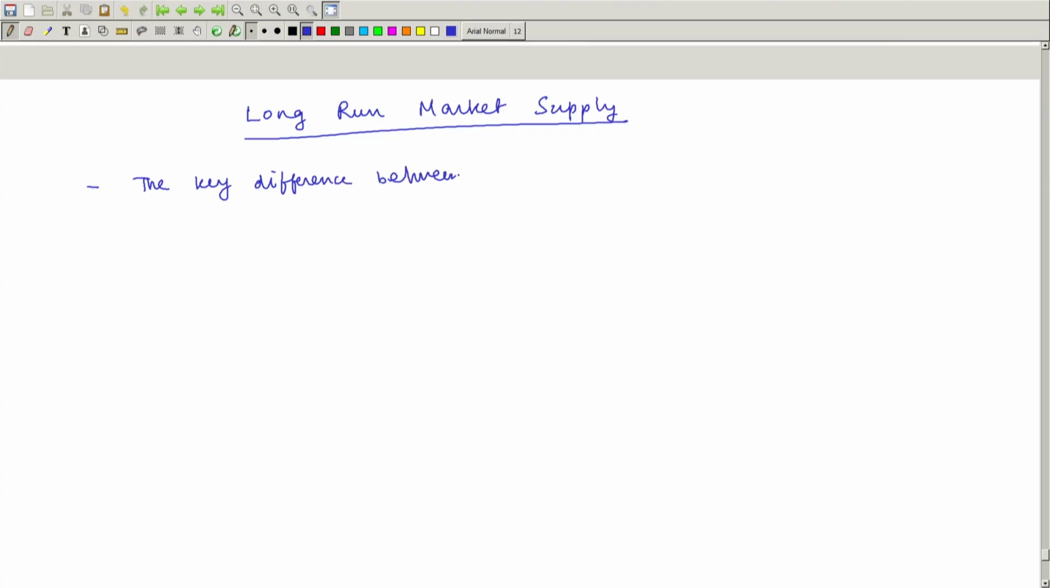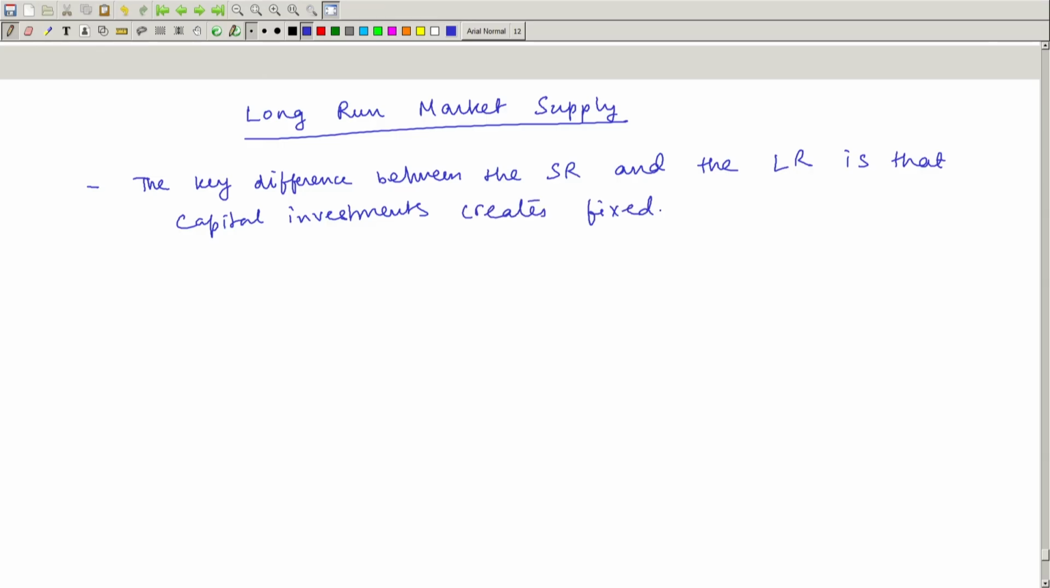between the short run and the long run is that capital is changeable, right, is that capital investments create fixed costs that can change. Okay. So, the key difference is that in the long run, you can not only change the amount of labor, you can also change the amount of capital, right.